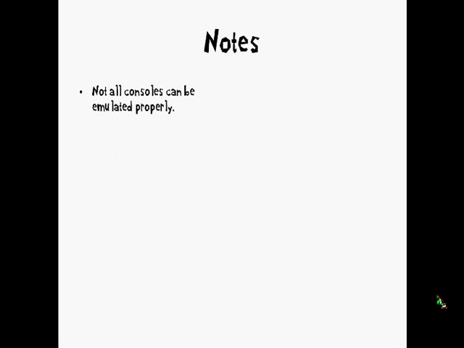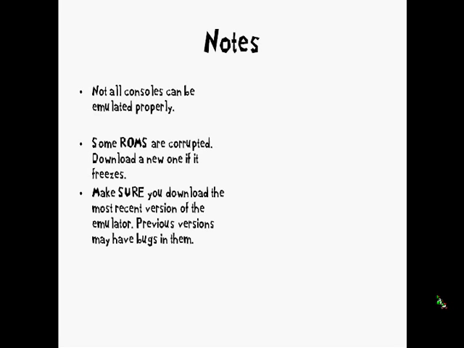And here's some notes. Not all consoles can be emulated properly. Some ROMs are corrupted. Download a new one if it freezes. Make sure you download the most recent version of the emulator. Previous versions may have bugs in them. My brother, he found that out. Like, he used DSMUME. He downloaded 6.5 and his game kept screwing up. And I told him, well, you don't have the most recent version, and then it fixed itself.